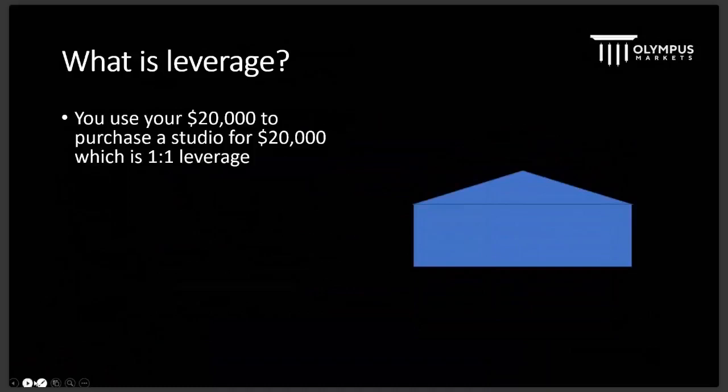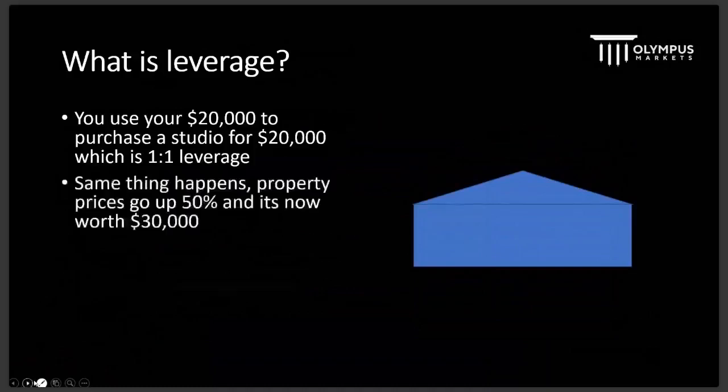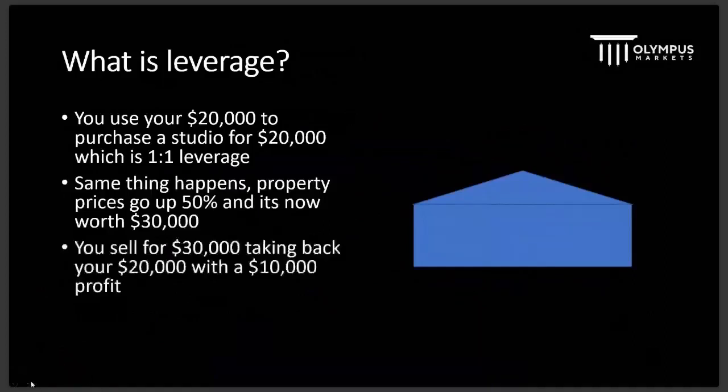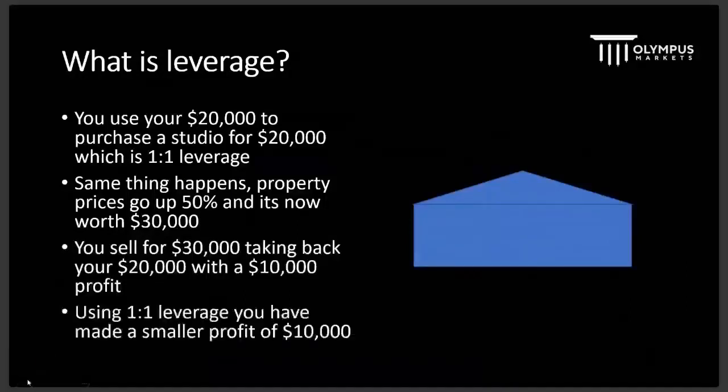Same thing has happened. Property prices have gone up 50%, and now that studio apartment is worth $30,000. You sell the property, taking back your $20,000 along with your $10,000 profit, because by using that 1-to-1 leverage, you've made a smaller profit of $10,000 as opposed to using a leverage of 5-to-1, where you made $50,000 profit.